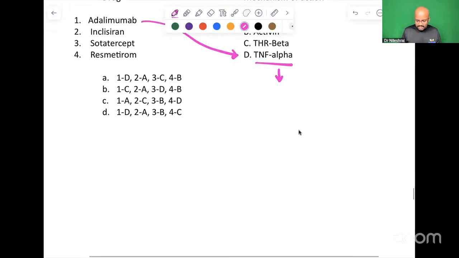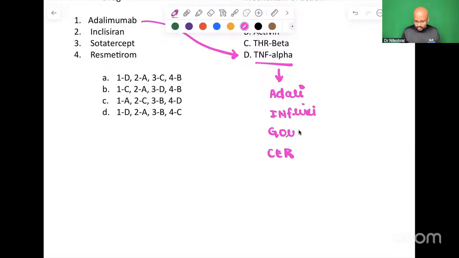TNF alpha, okay, I'm getting answers. Option C, we'll look into that, but don't worry. So TNF alpha, I hope you remember that. The drugs ending in -mab are all your TNF alpha monoclonal antibodies, which is adalimumab, infliximab, golimumab, and certolizumab. All of these drugs are anti-TNF alpha monoclonal antibodies.